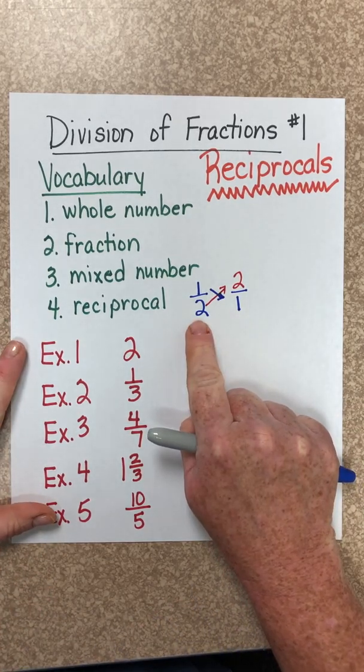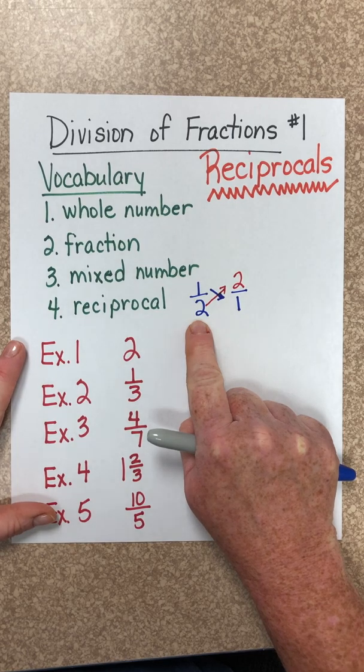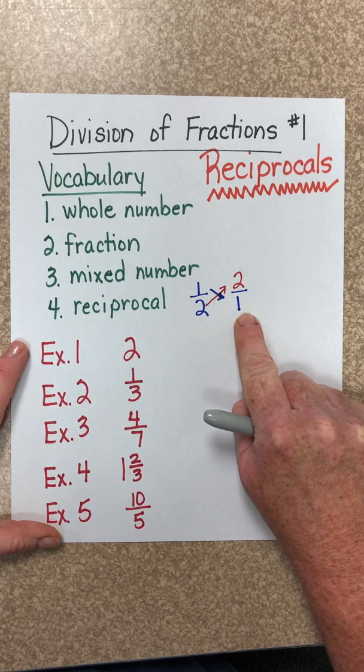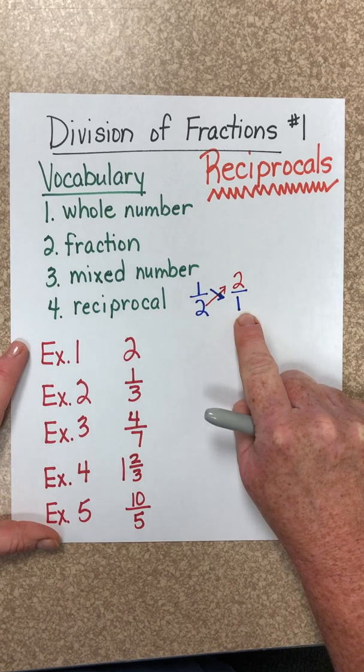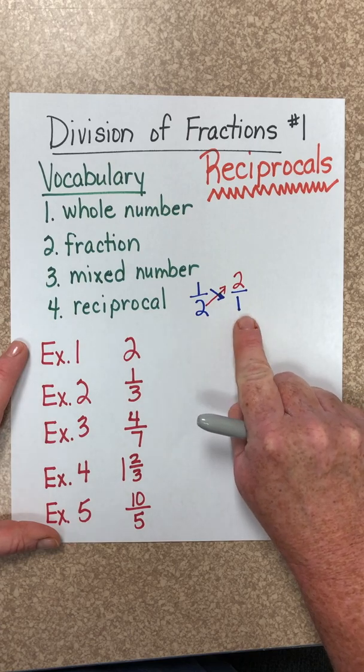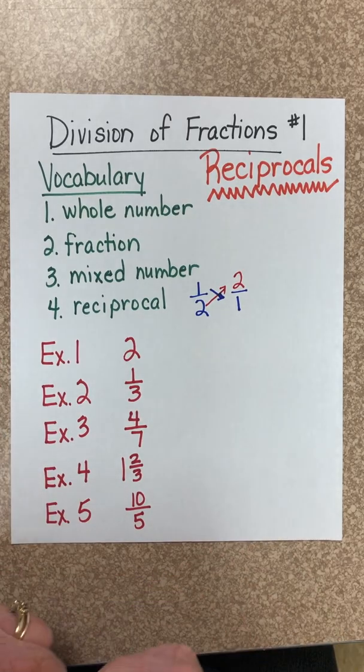1/2 is a fraction. It is called a unit fraction, and it is a proper fraction. 2/1 is a fraction, but it is an improper fraction. These are not equal. Please do not put an equal sign between them. Okay, let's look at the examples.